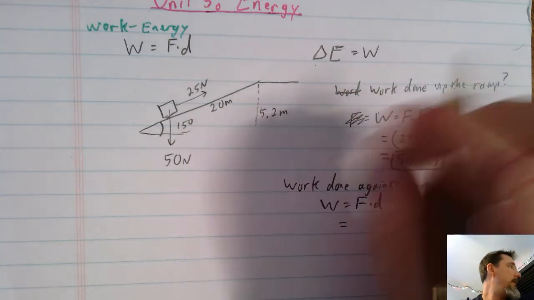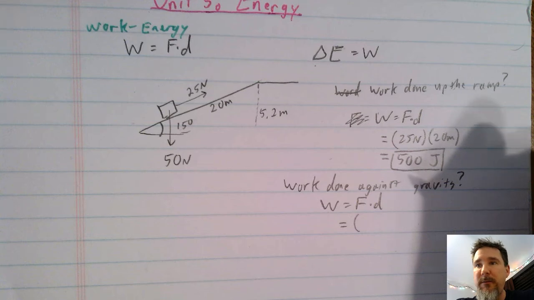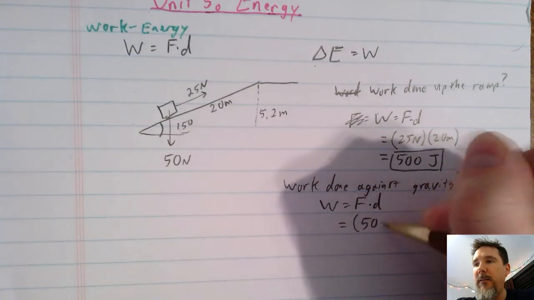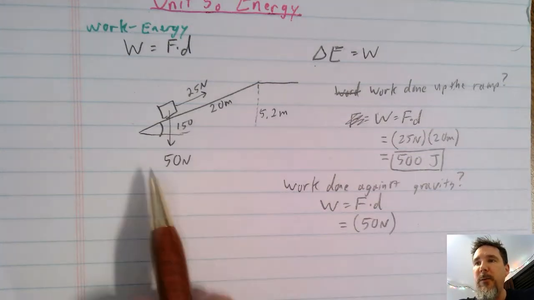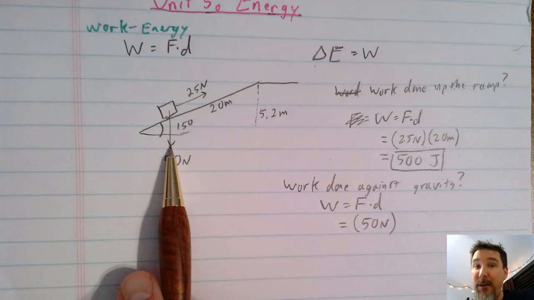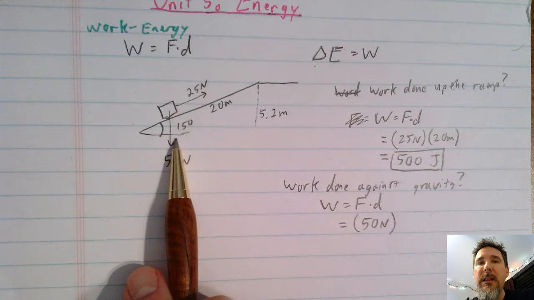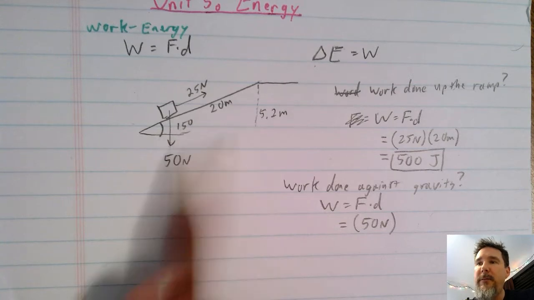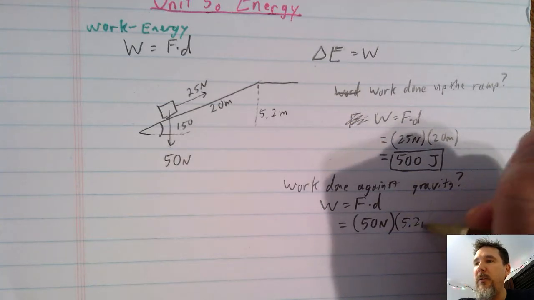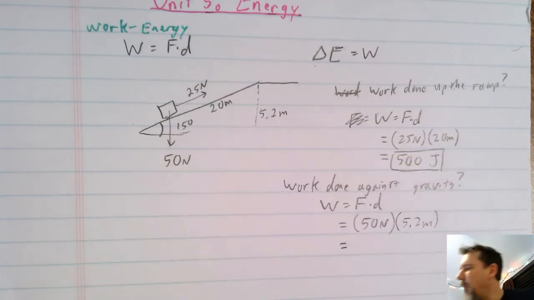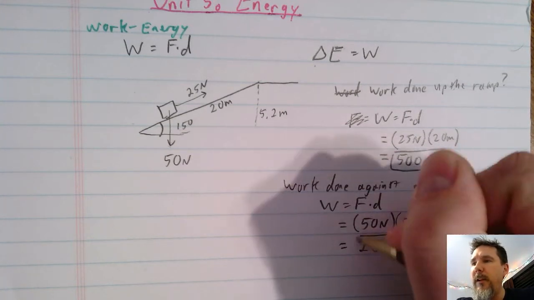But work is force times displacement. And the force is now this 50 Newton block, that you're fighting gravity for that 50 newtons. So that's the force you're fighting against, straight down, parallel to the displacement that you're about to do. So you're lifting this block using a ramp, and it's a 50 Newton block. You're going up 5.2 meters. So the displacement is 5.2 meters. And so the work done here is 260 joules if you multiply that out.